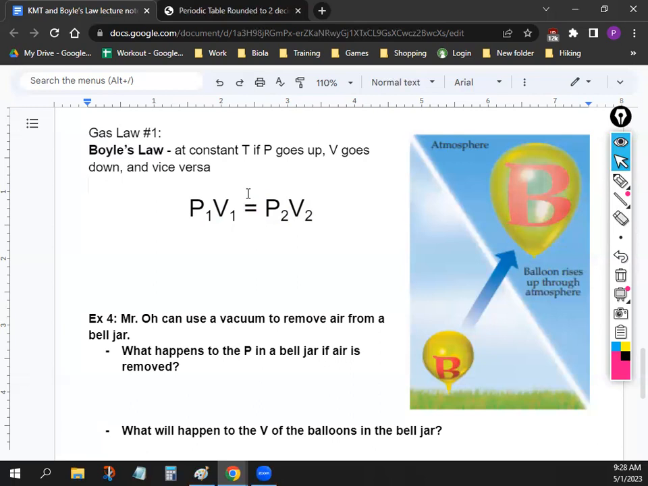So if I take out air, what's going to happen to the pressure? Is it going to go up or is it going to go down? It's going to go down. So if the pressure goes down in here, you think the volume of the balloons is going to get bigger or smaller? Yeah, bigger. It's going to be the opposite. So I'm going to take out the air and let's see if the balloons get bigger.